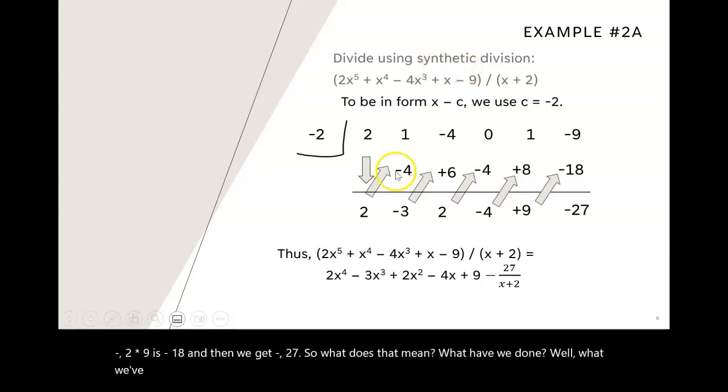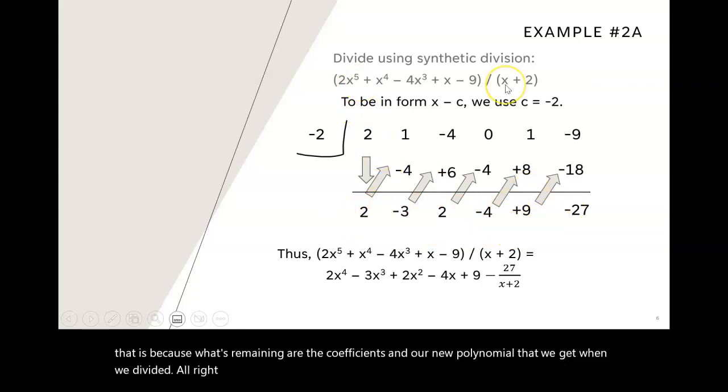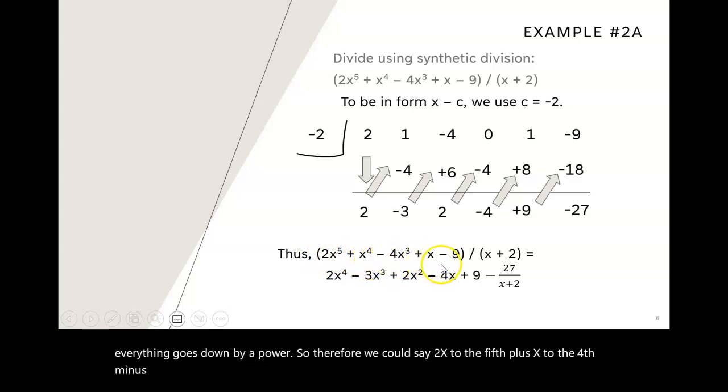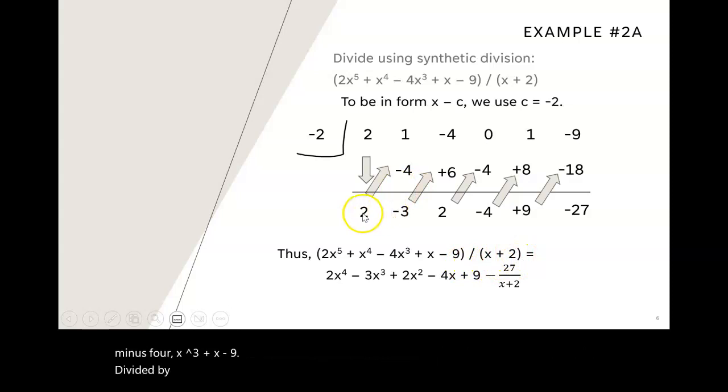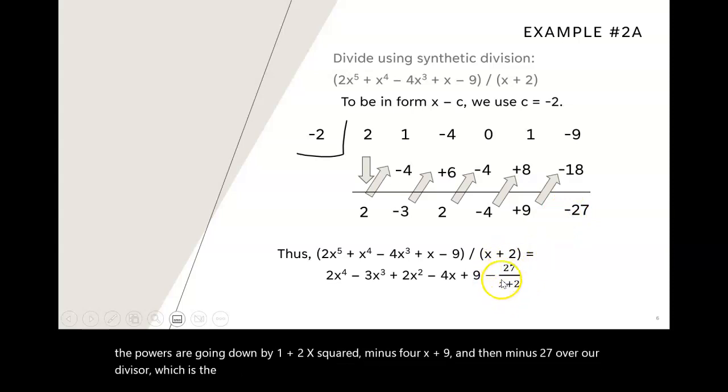Well, what we've done is we've created what's called a depressed polynomial. And the reason why we call it that is because what's remaining are the coefficients in our new polynomial that we get when we divide it. All right, and it's depressed because we're dividing by an x to the first power, so everything goes down by a power. So therefore we could say 2x to the 5th plus x to the 4th minus 4x cubed plus x minus 9 divided by x plus 2 is 2x to the 4th, this first coefficient here, minus 3x cubed, notice how all the powers are going down by 1, plus 2x squared minus 4x plus 9, and then minus 27 over our divisor, which is the x plus 2. That's our remainder part.